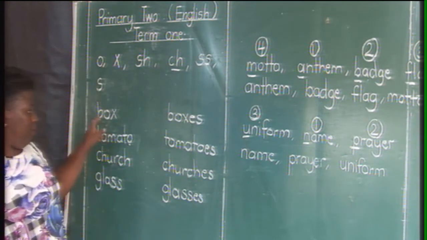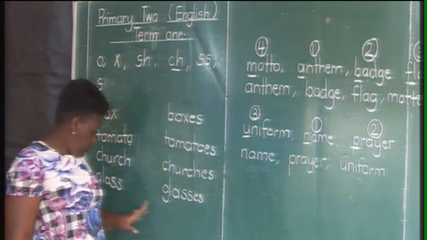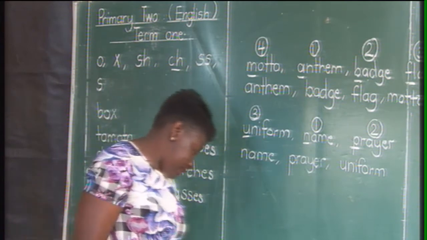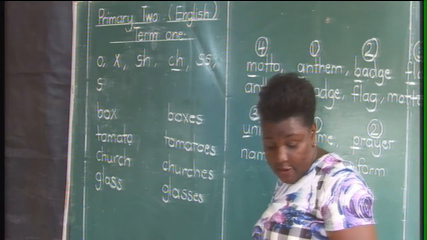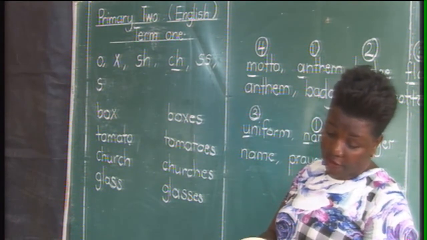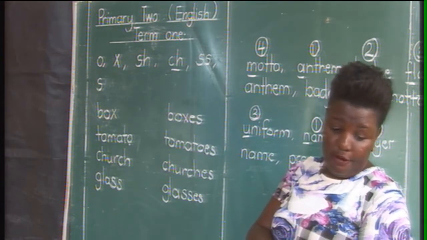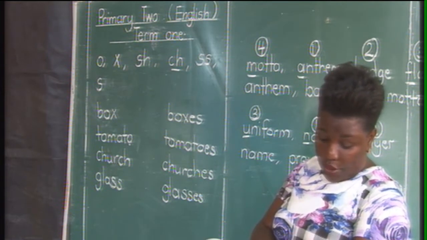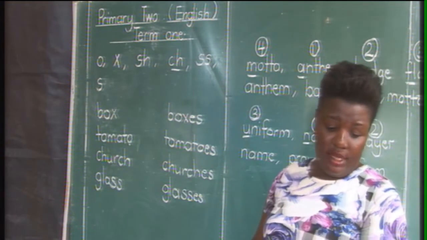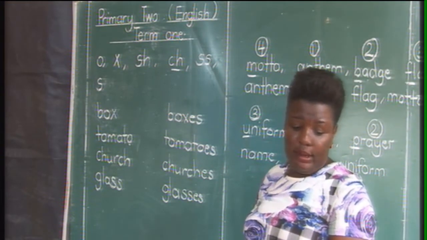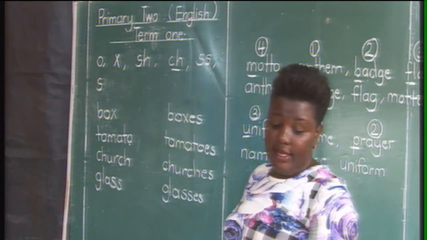Glasses. So box, boxes. Tomato, tomatoes. Church, churches. Glass, glasses. So you will have to fill in correctly. Now you've been given the singular form, so you will have to write the plural form of the given words. We've gone on page 4. Page 4 we have complete the sentences using the words in brackets.